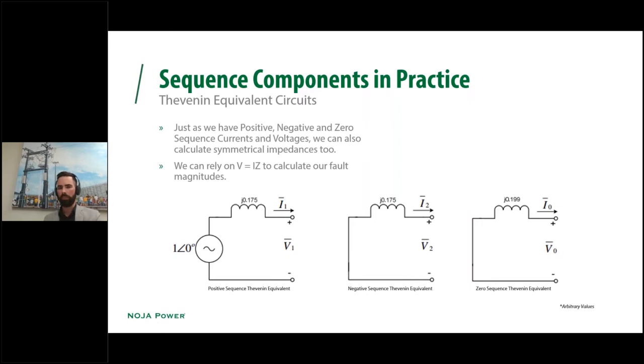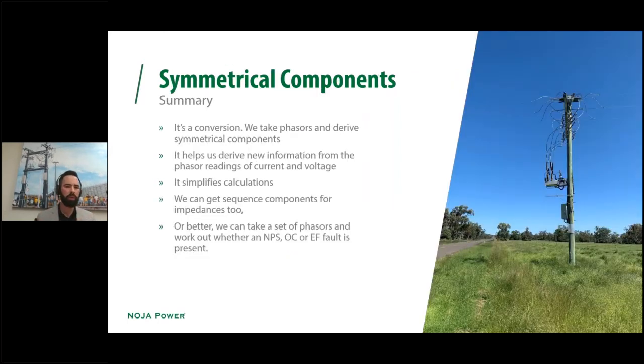All right. So in summary, symmetrical components are a conversion, right? We're taking the phasor values that we read, the voltages and the currents, and we're deriving symmetrical components from them because it allows us to derive new information from the phasor readings of current and voltage. It simplifies your calculation, really.